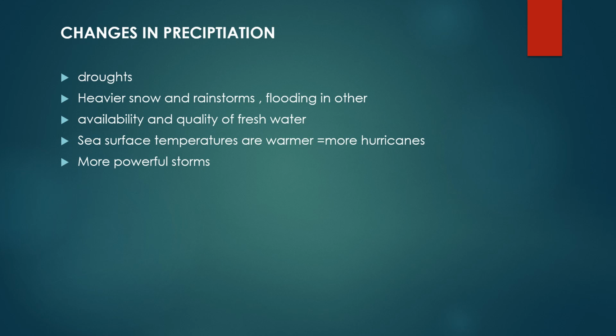Sea surface temperatures become warmer. So what does that mean? Hurricanes are even stronger. And I don't even have to ask you guys, is that happening? We know that is happening. More powerful storms. As the earth warms, more water evaporates, and this releases more energy into the atmosphere, causing more powerful storms.